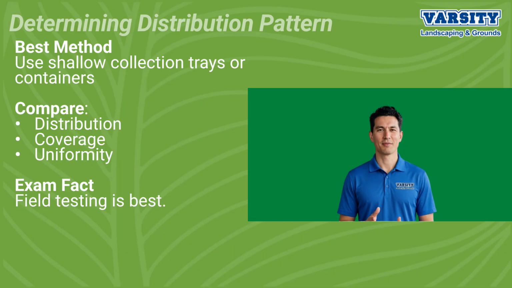The best way to evaluate a spreader's distribution pattern is through field testing. Place shallow collection trays or containers across the spread pattern and compare the amount collected in each tray. This allows you to evaluate coverage, distribution, and overall application uniformity.